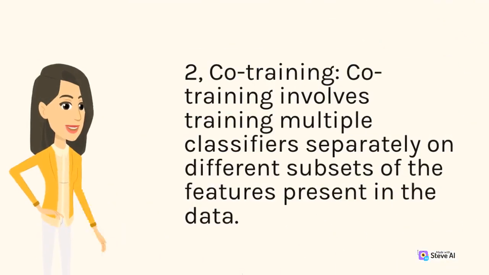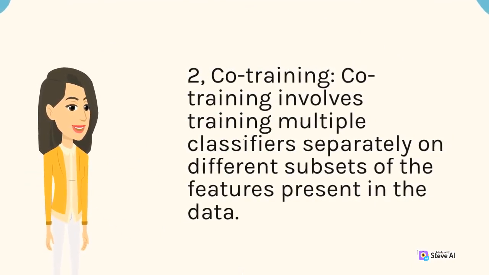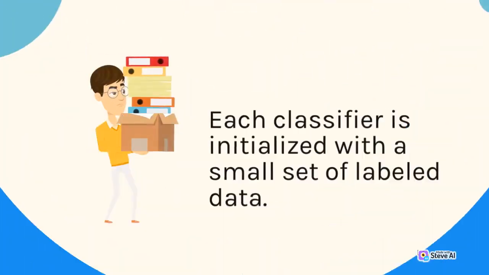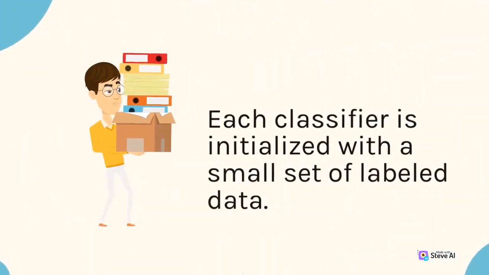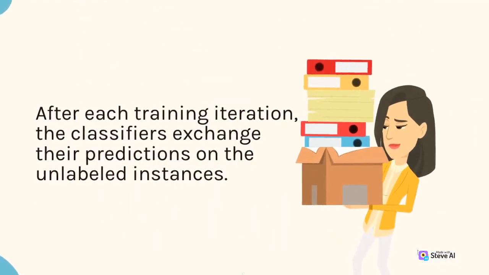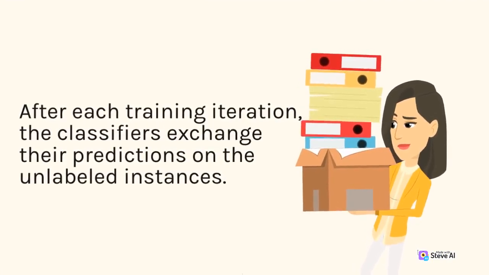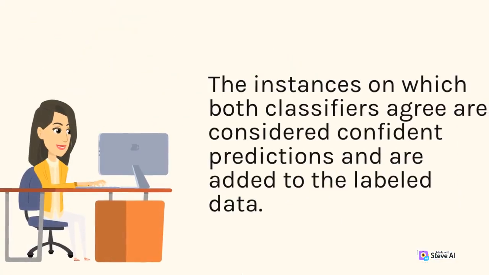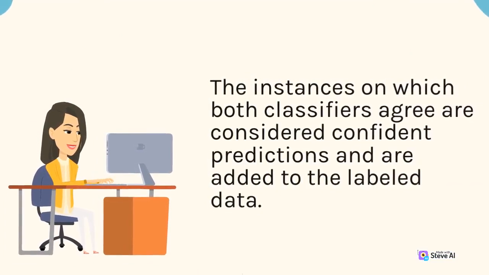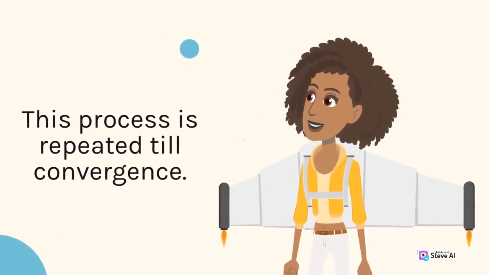2. Co-training. Co-training involves training multiple classifiers separately on different subsets of the features present in the data. Each classifier is initialized with a small set of labeled data. After each training iteration, the classifiers exchange their predictions on the unlabeled instances. The instances on which both classifiers agree are considered confident predictions and are added to the labeled data. This process is repeated till convergence.